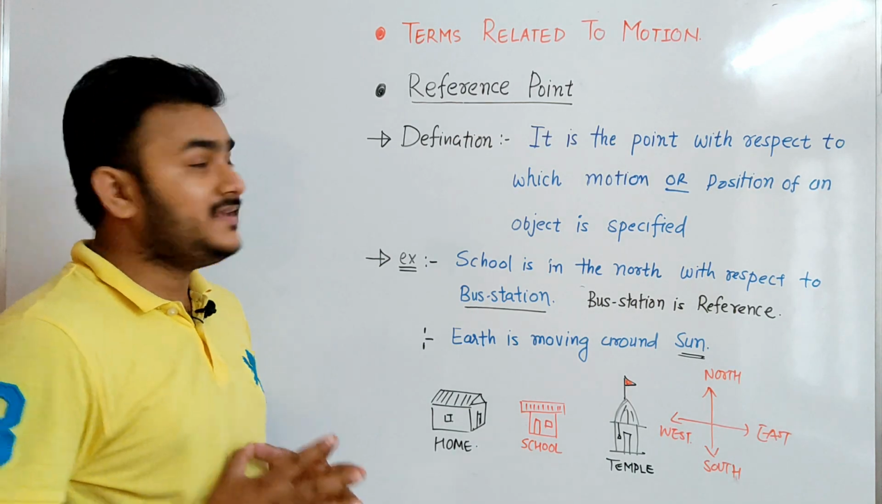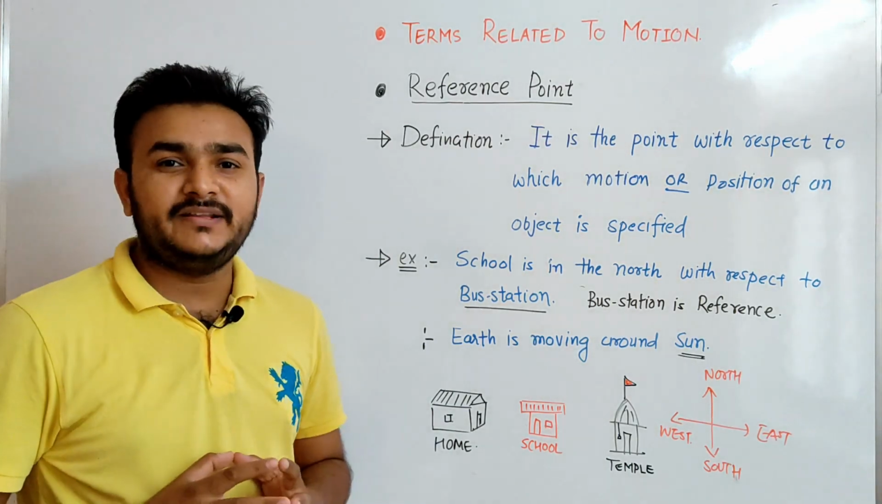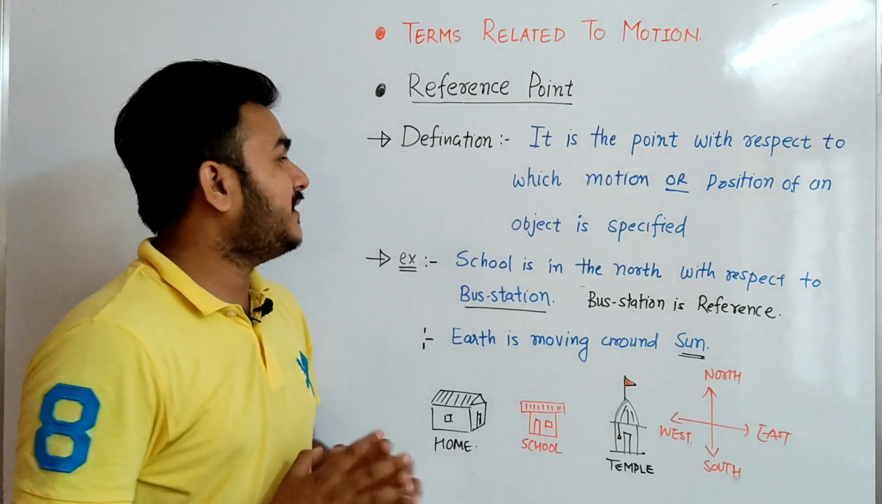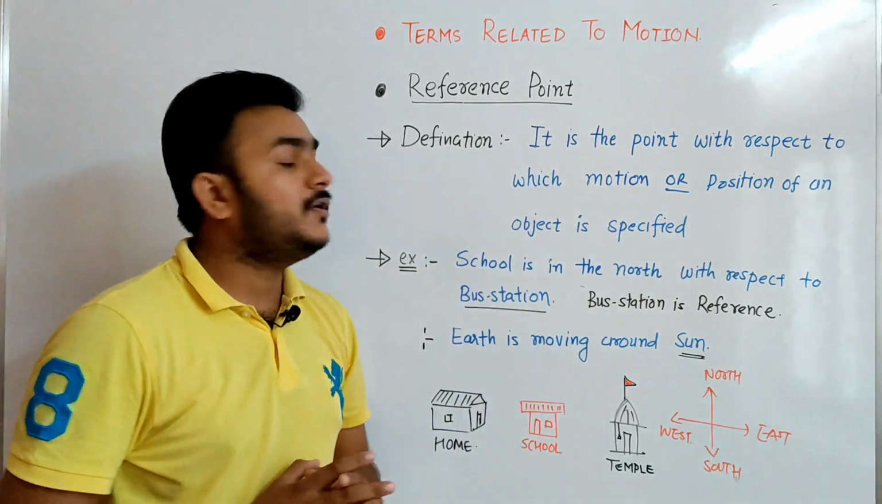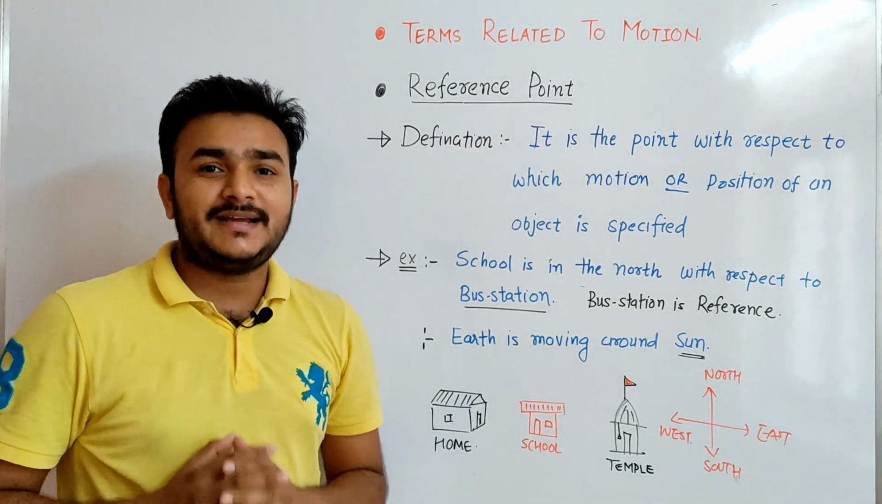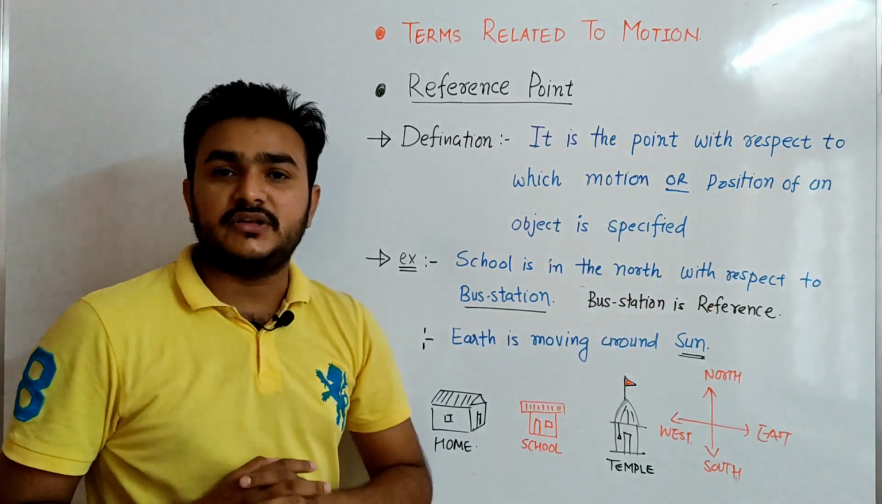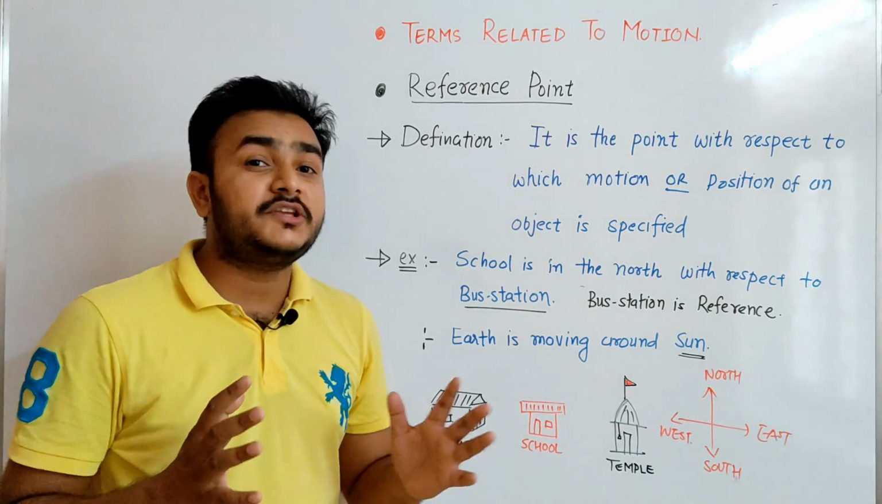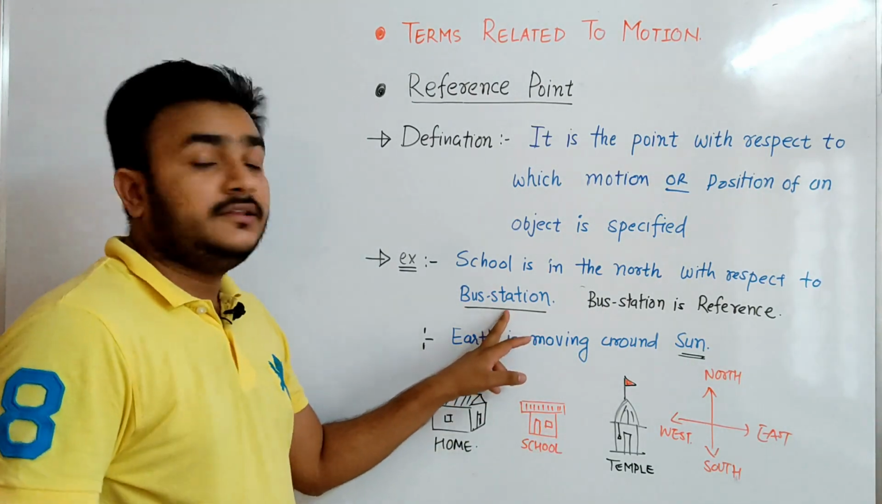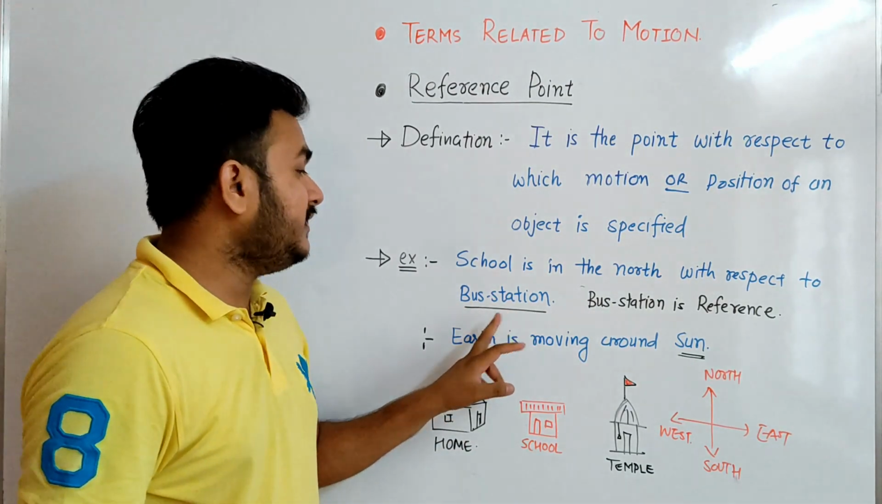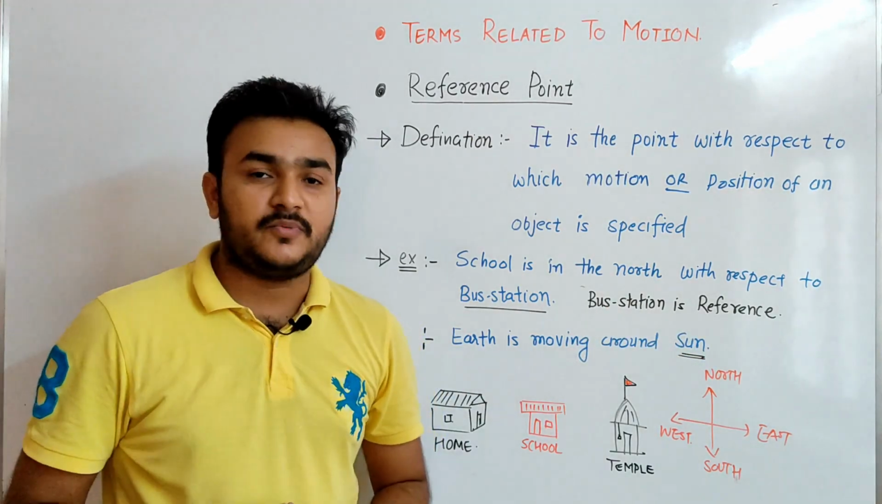Okay, so the first point is the reference point. Let us define the reference point. It is the point with respect to which motion or position of an object is specified. Let us understand through an example. School is in the north with respect to the bus station. So in order to specify the location of the school, we have taken the reference of the bus station. So here the bus station is the reference point.